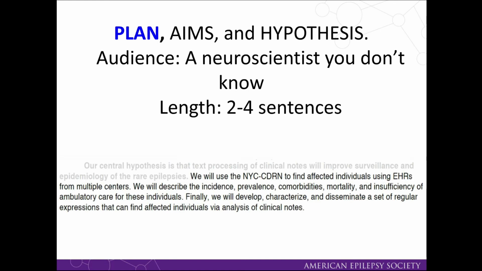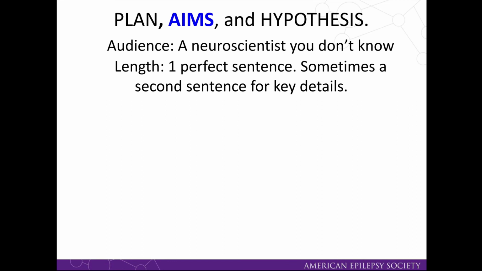And then I'll often put in a little blurb about the plan. We will use the New York City CDRN to find affected individuals using EHRs from multiple centers. We'll describe the incidence, prevalence, comorbidities, mortality, and insufficiency of ambulatory care. And then we'll develop, characterize, and disseminate regular expressions to find individuals via analysis of clinical notes. So what those three sentences do is they at a high level lay out the flow of the whole proposal, and then the aims that happen next go into more detail.